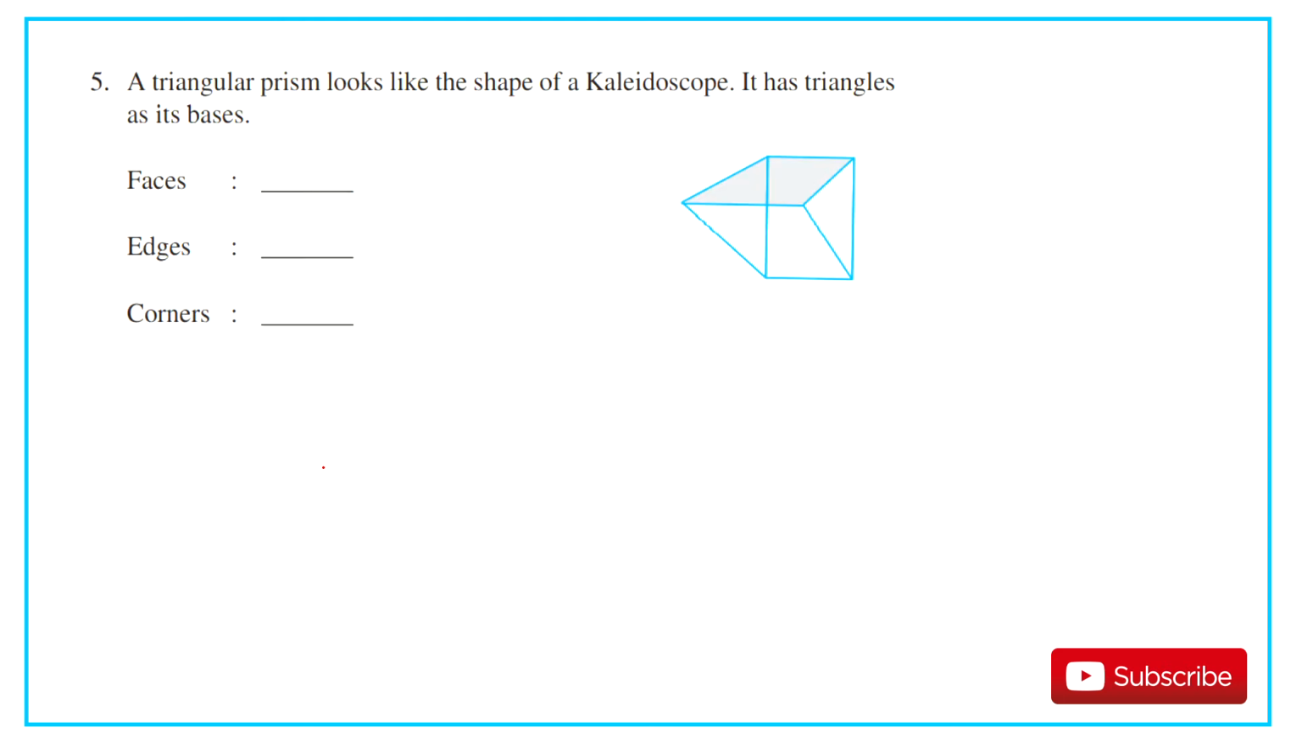Okay, coming to the fifth one, a triangular prism looks like the shape of a kaleidoscope. आपको पता होना चाहिए जो triangular prism होता है वो किसके जैसा लगता है? Kaleidoscope की तरह. कितने इसके पास होते हैं? इसके पास भी 5 faces होते हैं, 9 edges होते हैं because एक line segment बीच में आ रही है, and you have 6 corners.